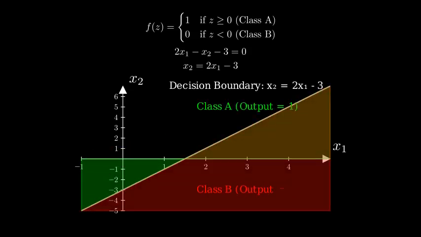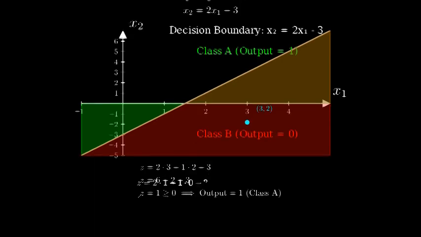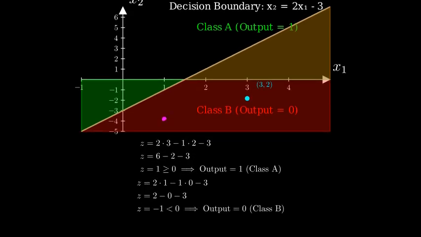Let's test a point above this line, say (3, 2). Our weighted sum would be 2 times 3 minus 1 times 2 minus 3, which equals 1, which is greater than 0. So the output is 1, class A. Now, let's test a point below the line, say (1, 0). Our weighted sum would be 2 times 1 minus 1 times 0 minus 3, which equals -1, which is less than 0. So the output is 0, class B.